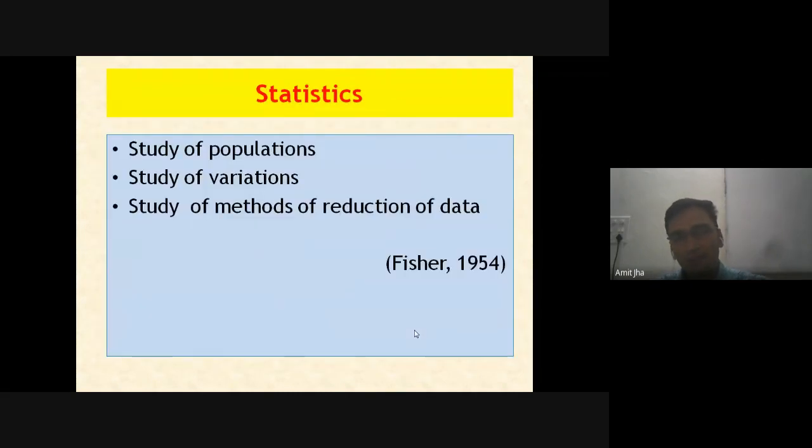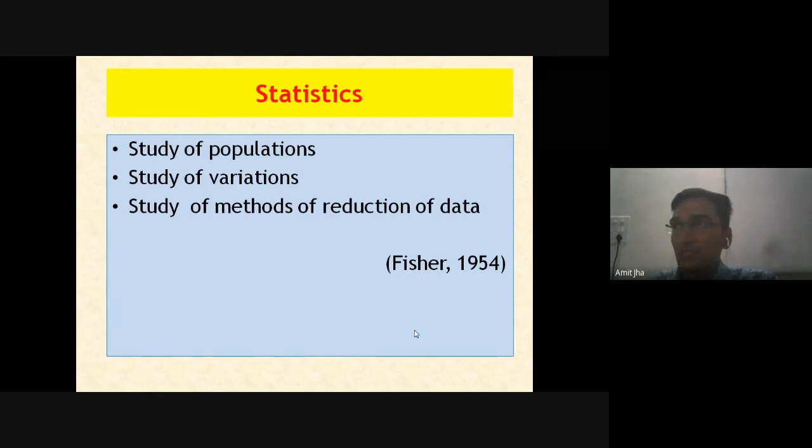Next, statistics is used for the study of populations, the study of variations, and the study of methods of reduction of data. A study of populations: population can be defined in many ways, but in statistical terms it is a large group of data pertaining to a particular field or a particular trait. What those populations say, we study through statistics.